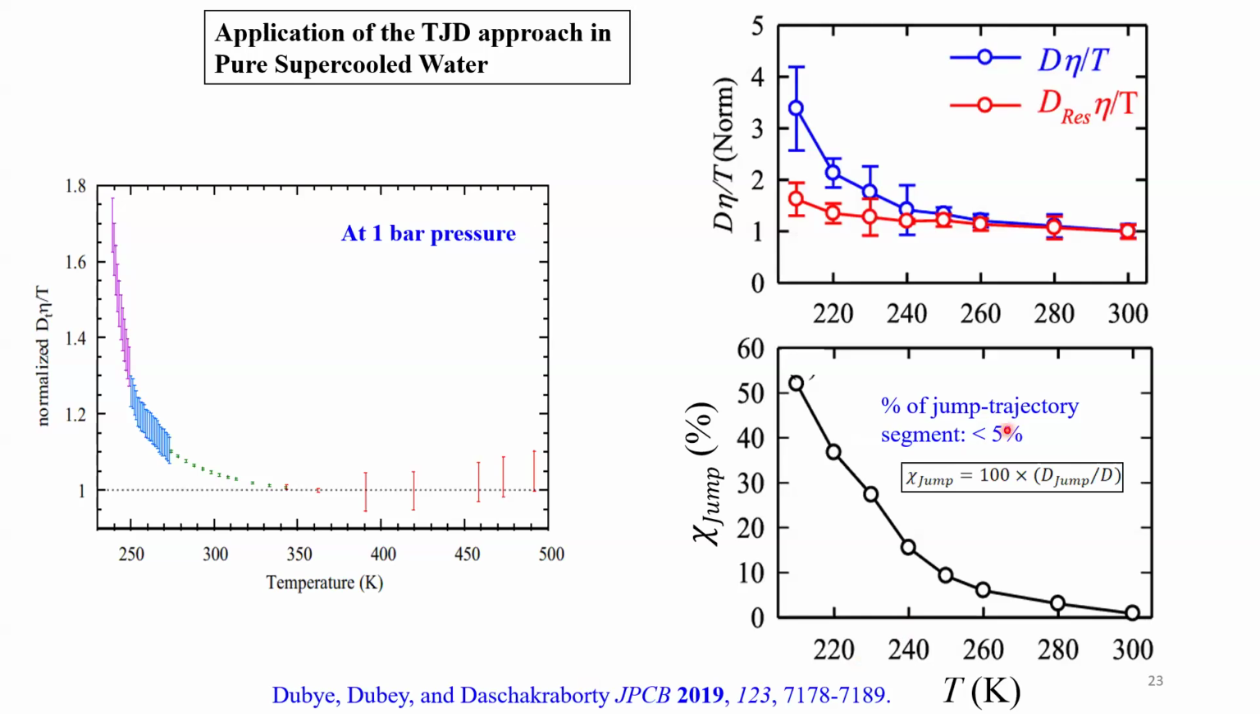So 95% are non-jumping. Only 5% is jumping. But these 5% jumping segments actually can contribute almost half of the total diffusion. That is very interesting. This is the jump contribution. So basically D_jump by D into 100. So that is the jump diffusion contribution in percentage.